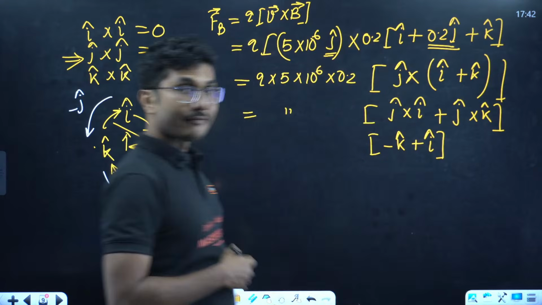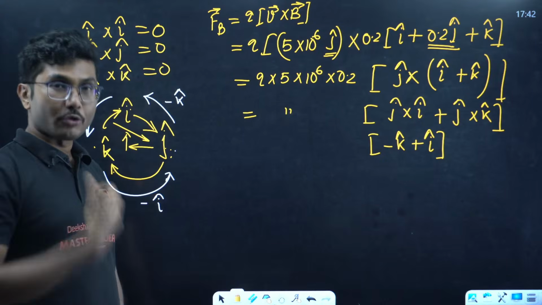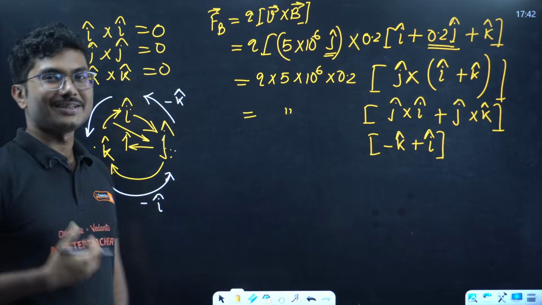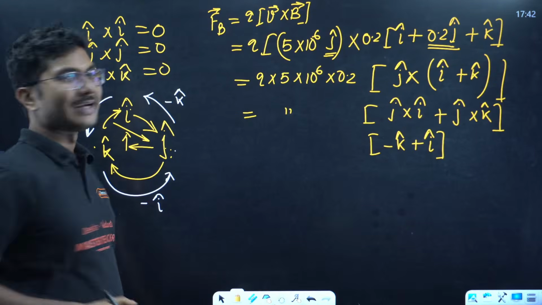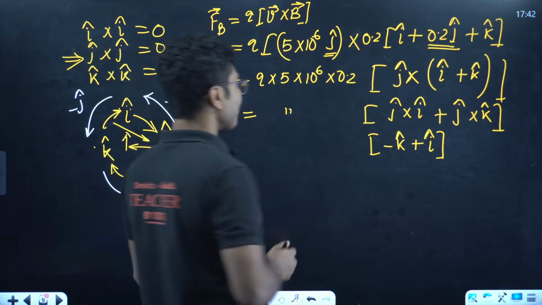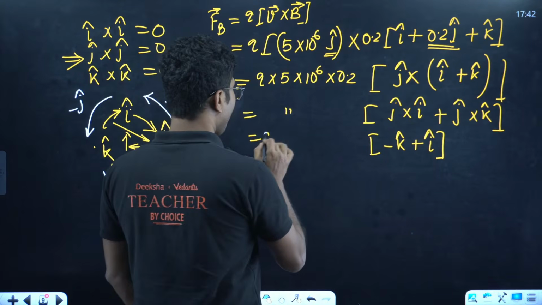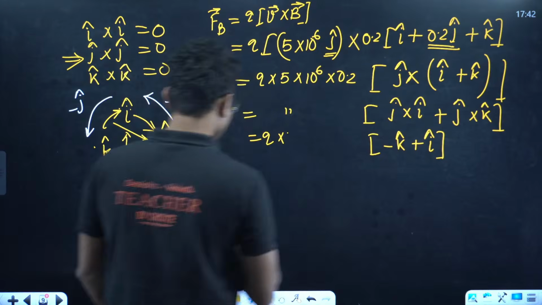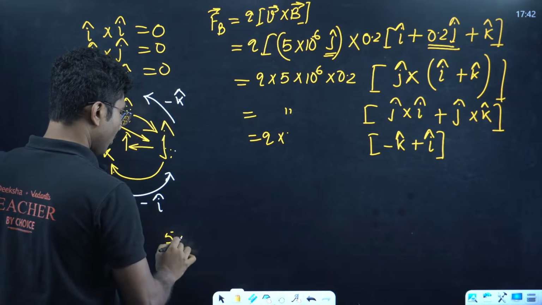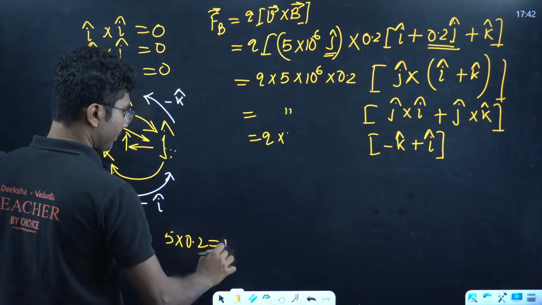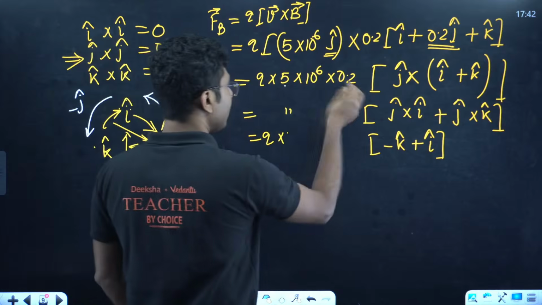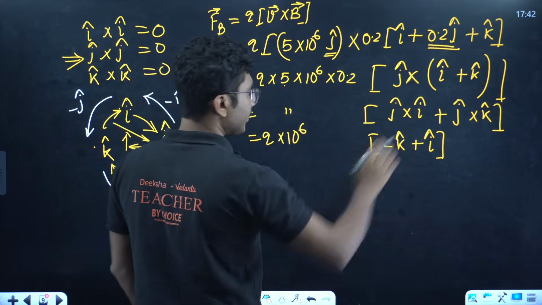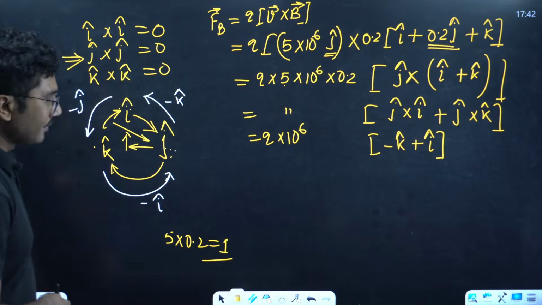Okay, so this is a vector product. So after doing the product also, it will be a vector quantity. Basically, even though we are discussing moving charges, it is a vector class as well. So q into 5 into 0.2. Let me simplify this. 5 into 0.2 is 1. So we have q into 10 to the power of 6 into this. So this is the magnetic force.